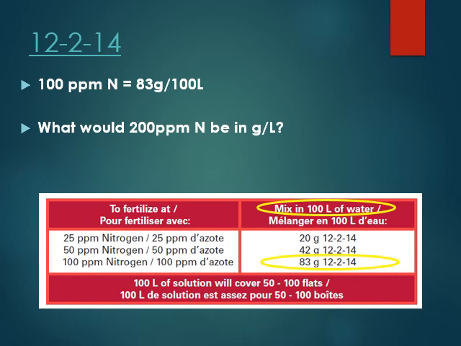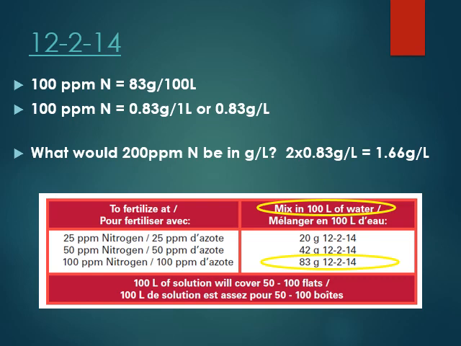So from that chart, we can see 100 ppm nitrogen is equal to 83 grams in 100 liters. All right, so I might ask, okay, what would 200 ppm nitrogen look like? Pretty straightforward. We're going to take that 83 grams and we're going to double it. But instead of from 100 liters, we're going down to 1 liter.